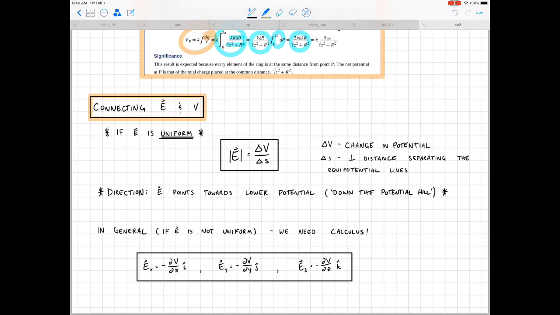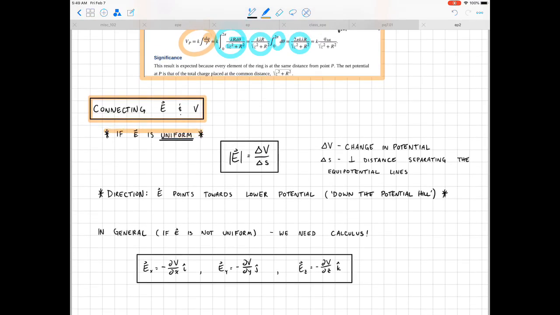So the first thing that we're going to point out is that if your electric field is uniform, then there's this nice relationship that you can use to talk about the magnitude of the electric field if you know the spacing of equipotential lines, or the change in potential over some small distance. So delta V here is the change in the electric potential. Delta S here is the perpendicular distance separating equipotential lines. All right, so in this case, it's just the magnitude of the electric field that I'm talking about, not the direction of the electric field.